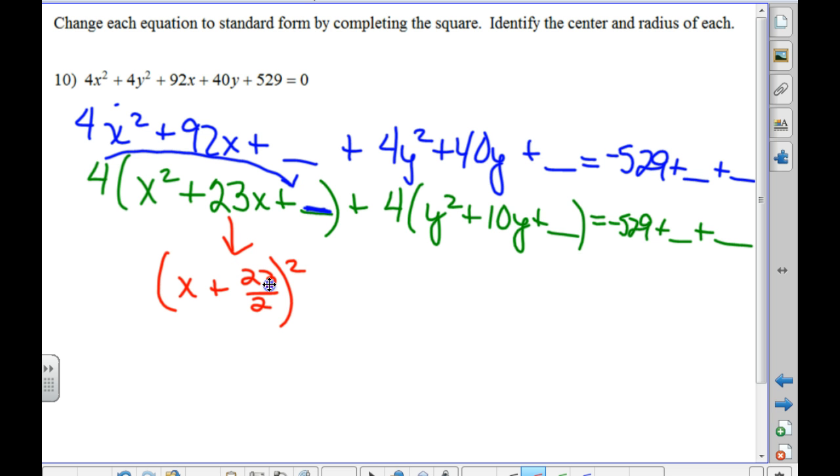You can write 11.5 if you want, I don't care. There's still a 4 out here. Perfect. When I square this to put it back up here, I square the top and the bottom, so I think it's 529 over 4. And you can leave it a decimal, I don't care. But before you add it to the other side, remember there was a 4 out here, so you actually added 529 to that side. Because 4 times 529 divided by 4 is 529.